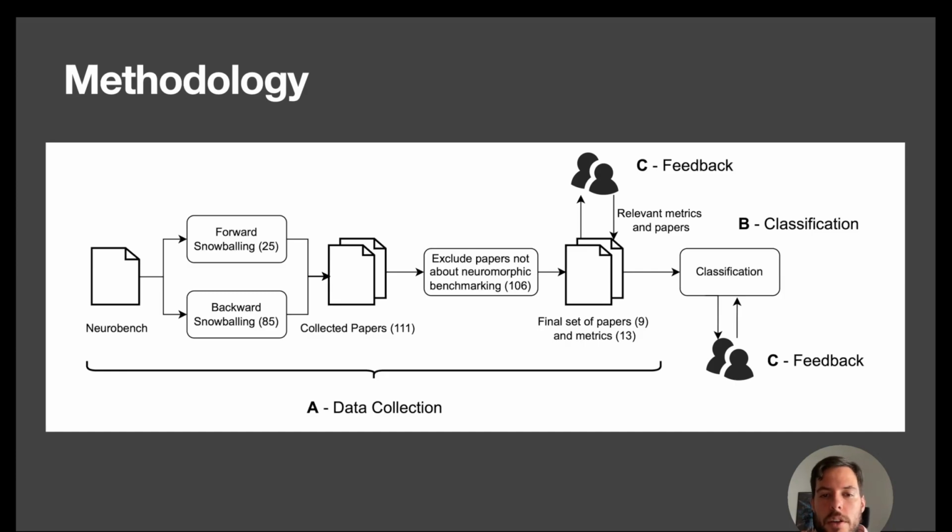Basically, from these 111 papers, we exclude all of those that are not about benchmarking and metrics, because we found that a lot of papers, especially those that cite Neurobench, cite it just because they use Neurobench metrics, not because they are proposing new metrics or extensions. So we end with a final set of papers that we then share with the team from the Self Lab, which is a multidisciplinary team that includes hardware designers as well as software and SNN developers. And we create a taxonomy and classification of these metrics together with the feedback from these practitioners.